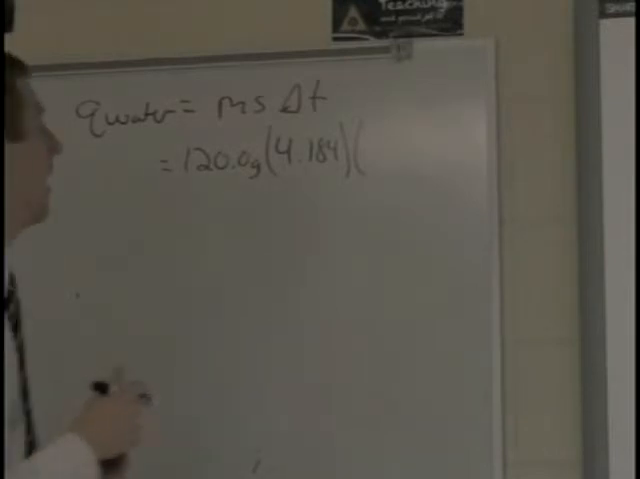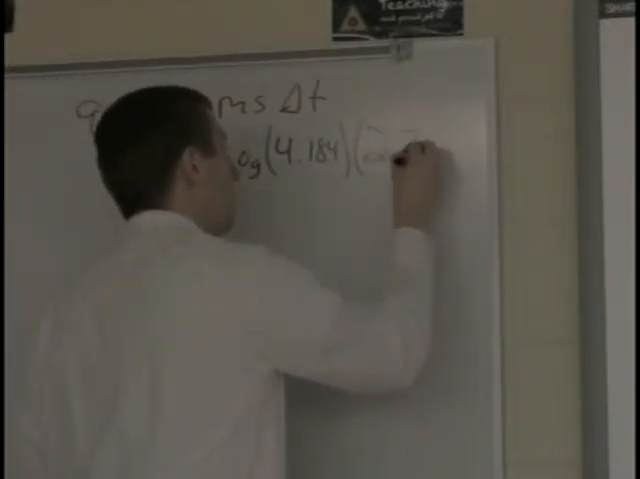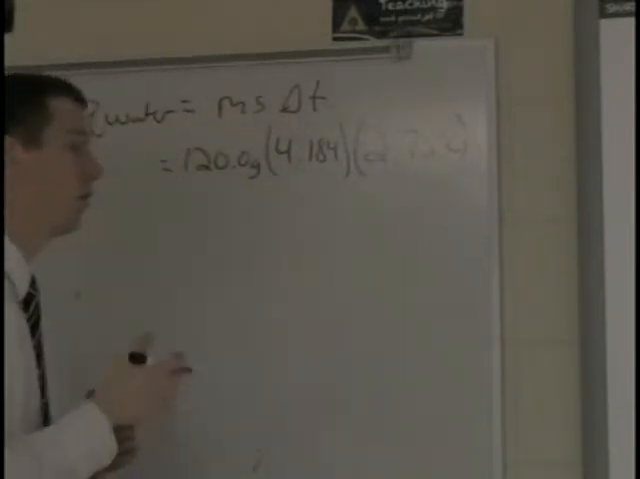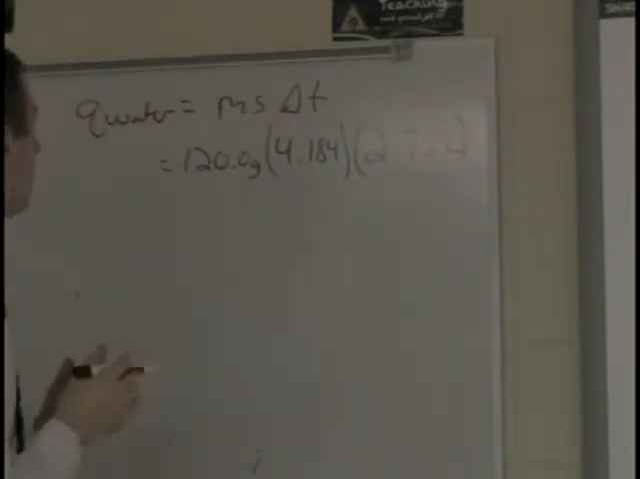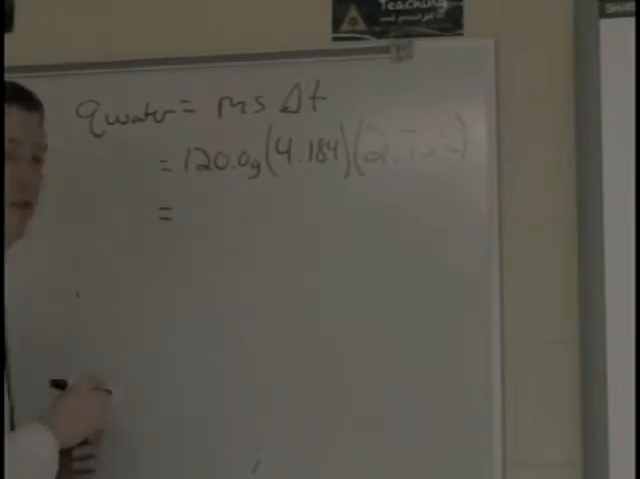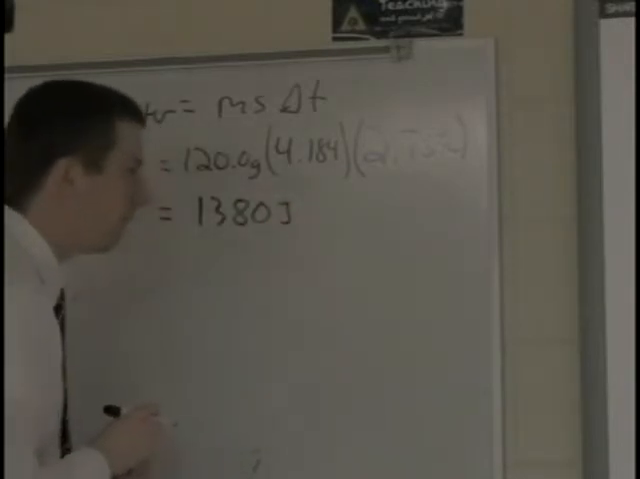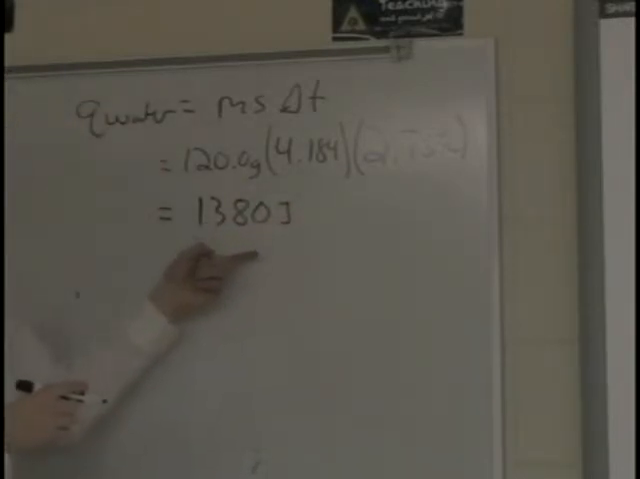2.75. The reason why it's 2.75 degrees Celsius is 18.44 is the start, 21.19 is the end, subtract the two. This is going to give me the amount of heat the water gained, which is 1,380 joules. If this is the amount of heat the water gained, the stainless steel ball lost the same amount.